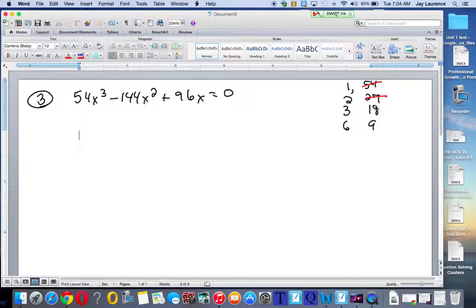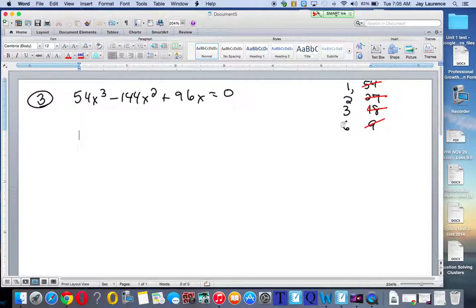27, nope, not going in. 18, I don't know off the top of my head. I doubt it, but I'll try it. 96 divided by 18, nope, does not go in evenly. Okay, 9, well, 9's not going in. That's an easy one to check because 9 plus 6 is 15, and 9 doesn't go into 15.